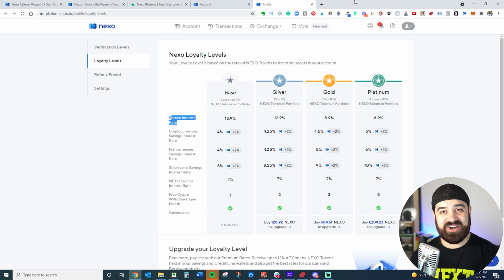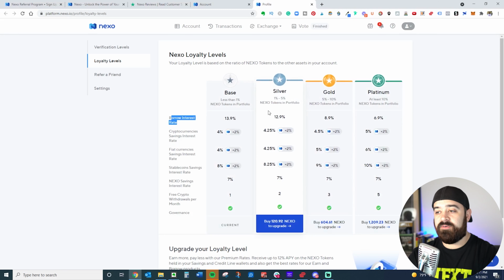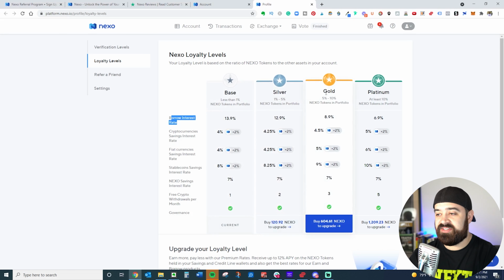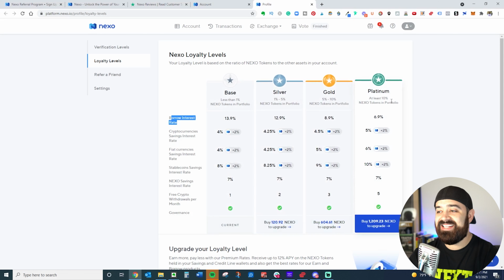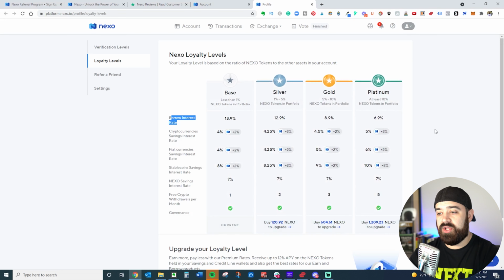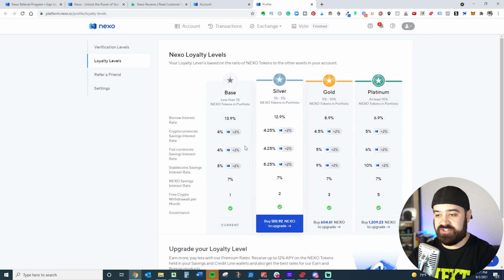So, again, do your own research there. Go see what the price is. But when you hold a certain amount of Nexo tokens, it allows you to go up into different loyalty levels. So if 1 to 5% of your account is Nexo tokens, you will be silver. 5 to 10% of your account is Nexo tokens, you'll be in gold, and at least 10% you'll be here in platinum. So that will determine, obviously you see how it changes all the way across.